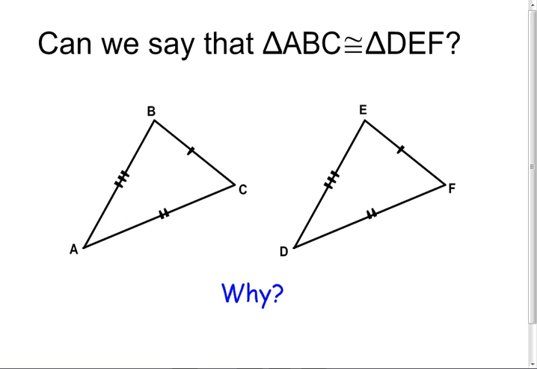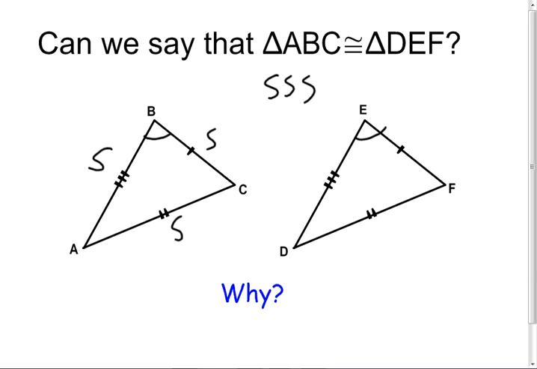Side, side, side. Lane, do you agree? Yeah. There it is. Side, side, side. And what we're going to do is we're going to prove triangles congruent. And if the triangles are congruent, then what's going to be true about angle B and angle E?